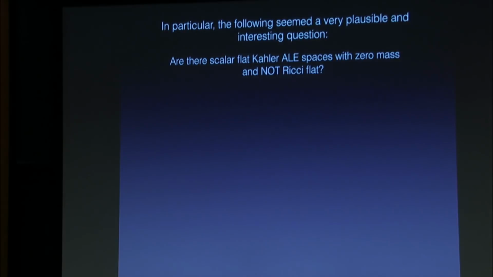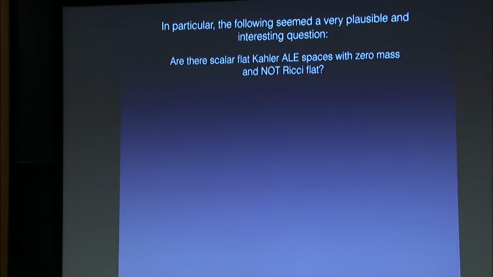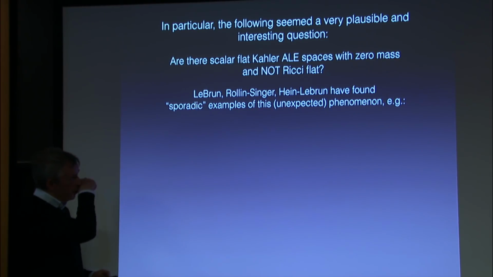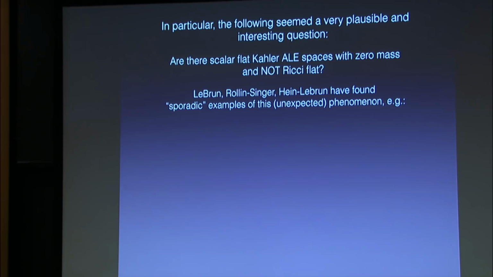Now, here, in particular, the kind of one motivating question, but actually the question is interesting by its own means. Remember I told you Ricci flat implies zero mass. So the obvious conjecture: is the converse true? Does zero mass imply Ricci flat? Here, some very sporadic examples were known that the answer to this question is no. So there are scalar flat objects which are not Ricci flat and still have zero mass.